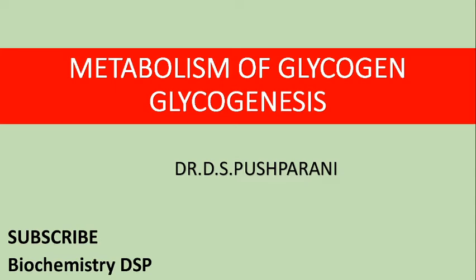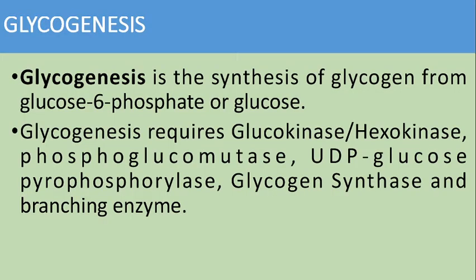Today I'll be discussing the metabolism of glycogen, glycogenesis. Glycogenesis means synthesis of glycogen from glucose or glucose 6-phosphate. Genesis means synthesis. It occurs in all tissues, but prominently in the liver and skeletal muscles, which store the maximum amount of glycogen.